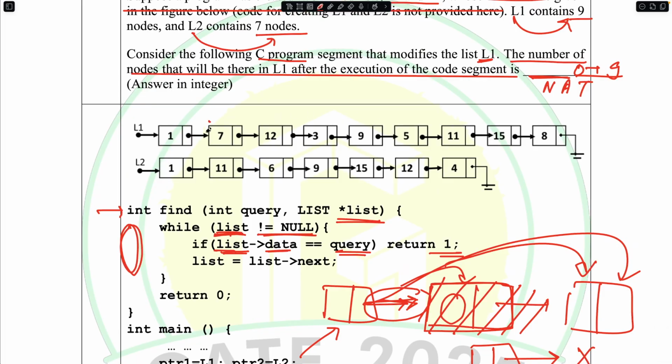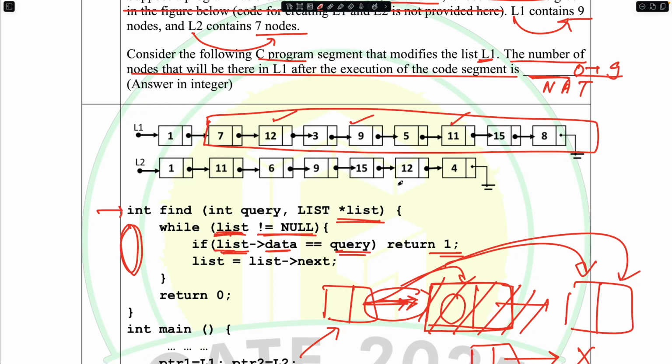So what all nodes are we going to take, whose data we are going to check in L2? These nodes. One we are not going to check, just as I showed you. Now 7, is 7 present in the second linked list? No, not really. 7 is not going to be affected. 12 is present. Yes, 12 is present. 3 is not present. 9 is present. 5 is not present. 11 is present. 15 is present. So all these nodes which were present in L2 are going to be deleted.